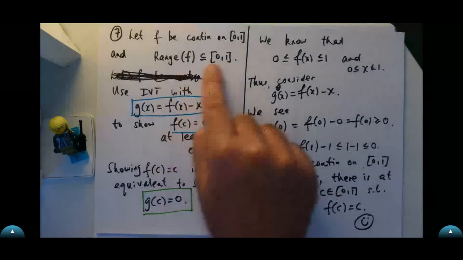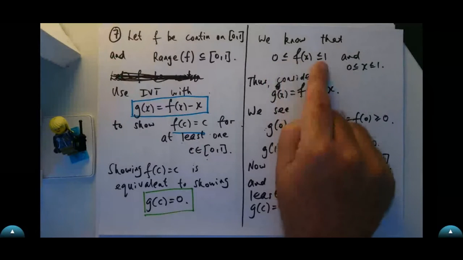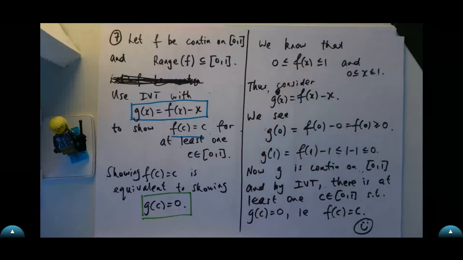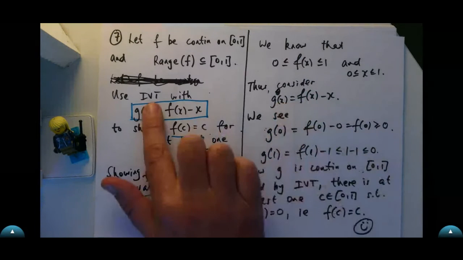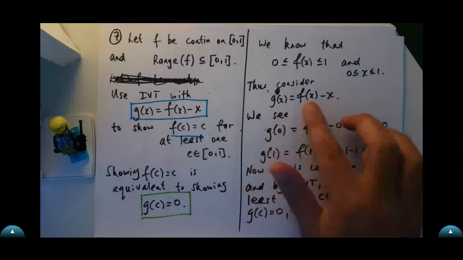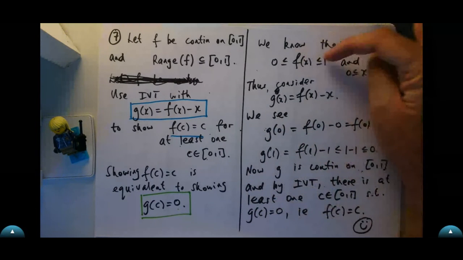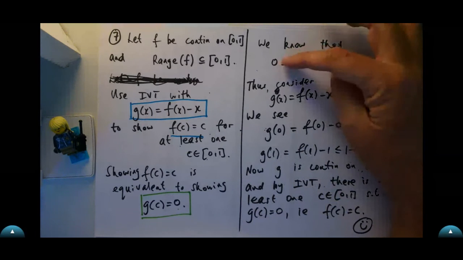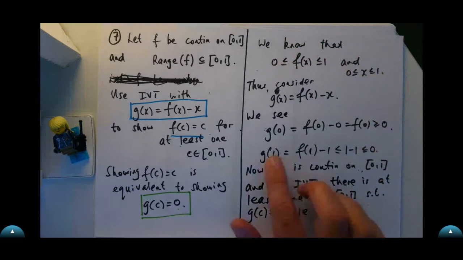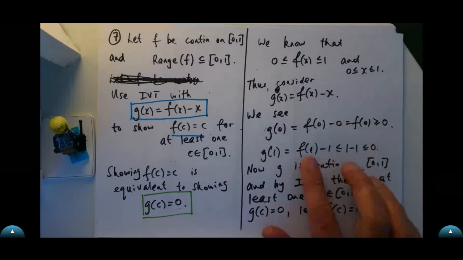So what does this mean? It means for every input, the output's between 0 and 1 of f. And so let's try to apply the IVT to this function. So g of 0 is that, which is that minus that. Now, this is true for all x, so f of 0 has to be greater than or equal to 0. If we put in x equals 1, this minus this gives us that.